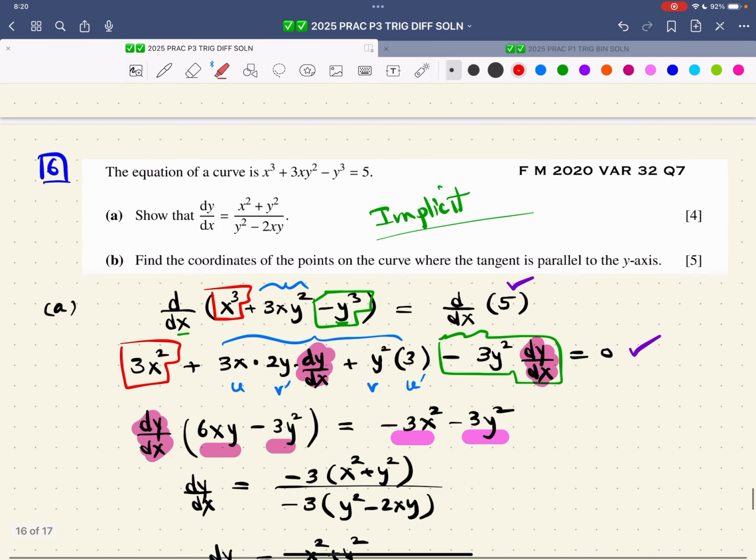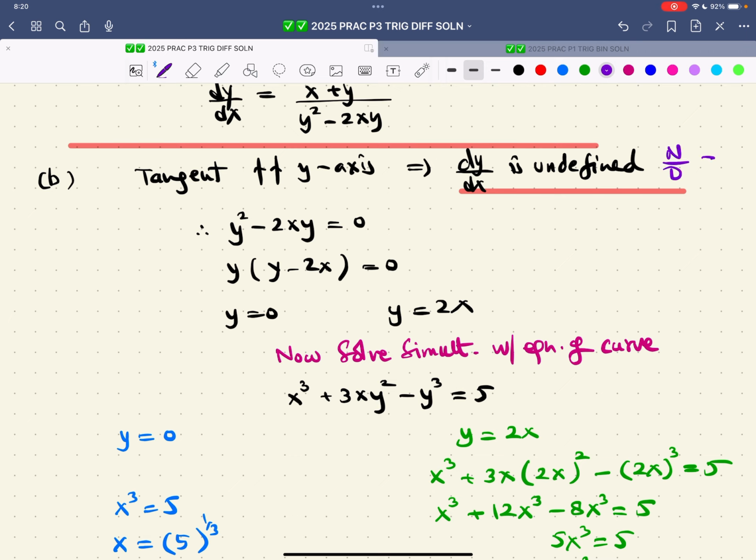Now it says tangent is parallel to the y-axis. When tangent is parallel to the y-axis, dy by dx is undefined. So numerator over denominator is undefined. What makes a fraction undefined? When the denominator equals 0. So this is the denominator, and this equals 0. Never divide, always take common. y equals 0, y equals 2x.